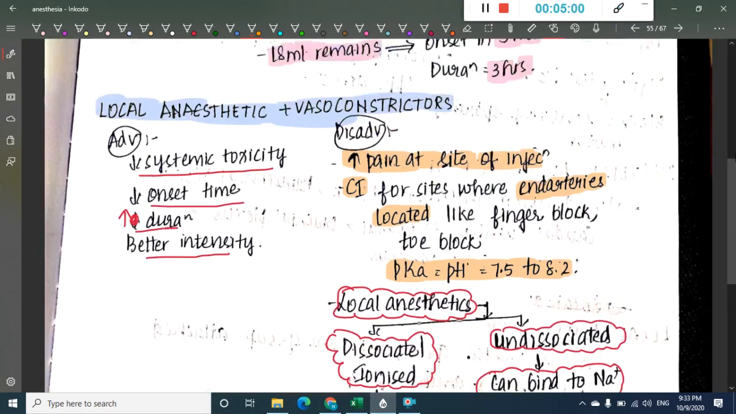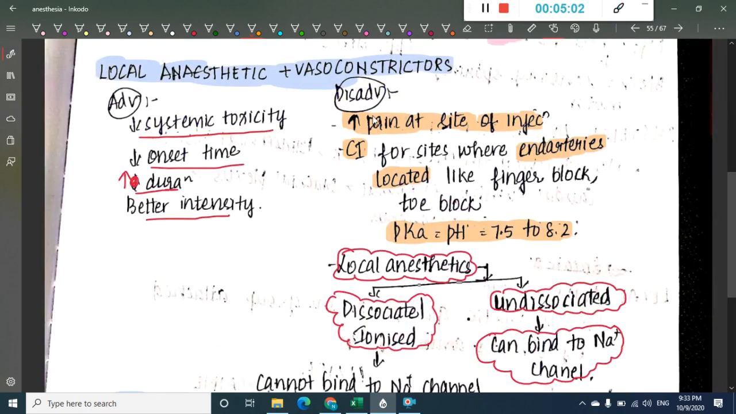See, this local anesthetic, if you give it along with a vasoconstrictor, it increases the pain at the site of injection.